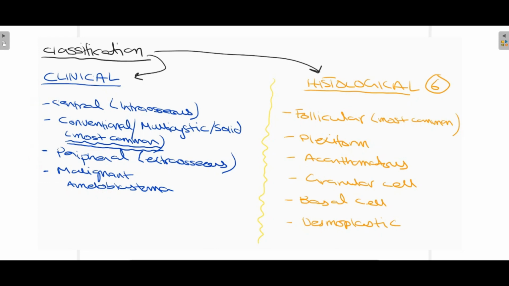Now the second way to classify ameloblastoma is histologically. Histologically we have follicular type, which is the most common among these six. Then we have plexiform, acanthomatous, granular cell, basal cell, and finally desmoplastic. So these are the two ways in which we can classify ameloblastoma, on the basis of either clinical or histological features.